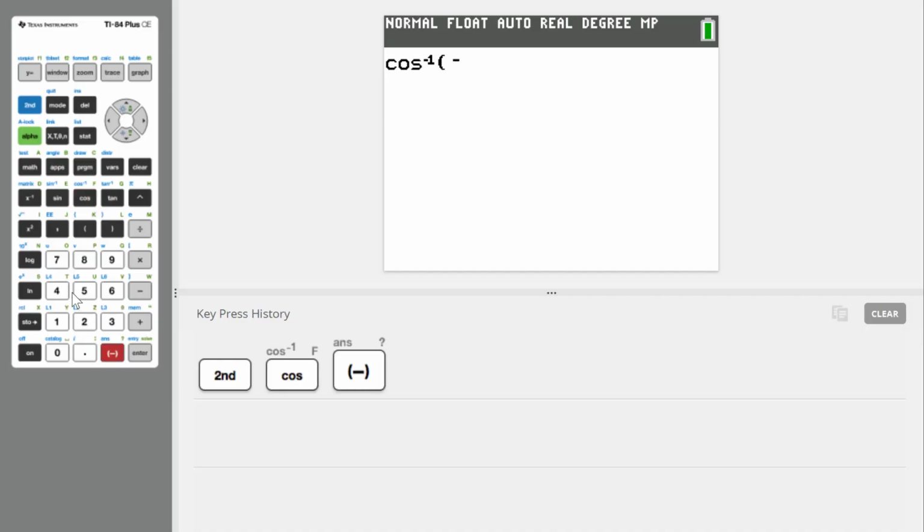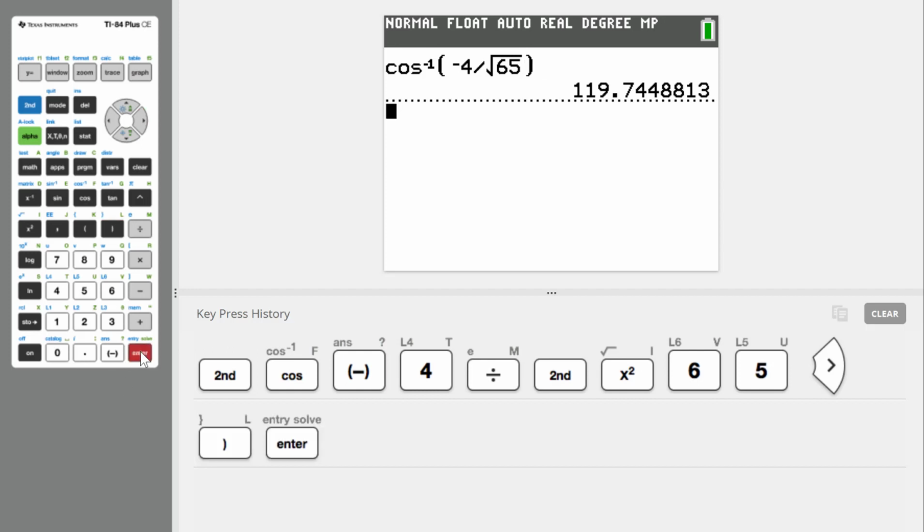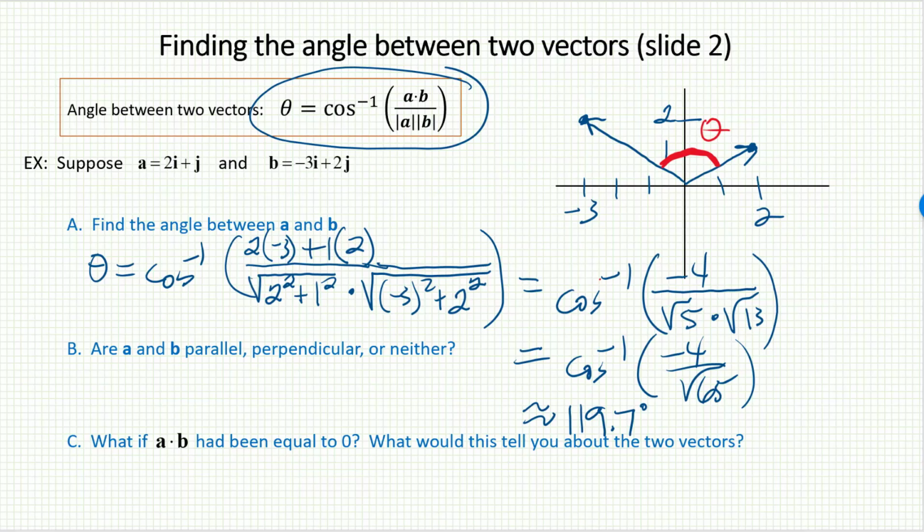Cosine inverse of negative 4 divided by square root of 65. Arrow out for the parentheses there. I'm in degree mode and I get 119.7 degrees. So the angle between these vectors is about 119.7 degrees. That looks pretty realistic from the picture that we drew.